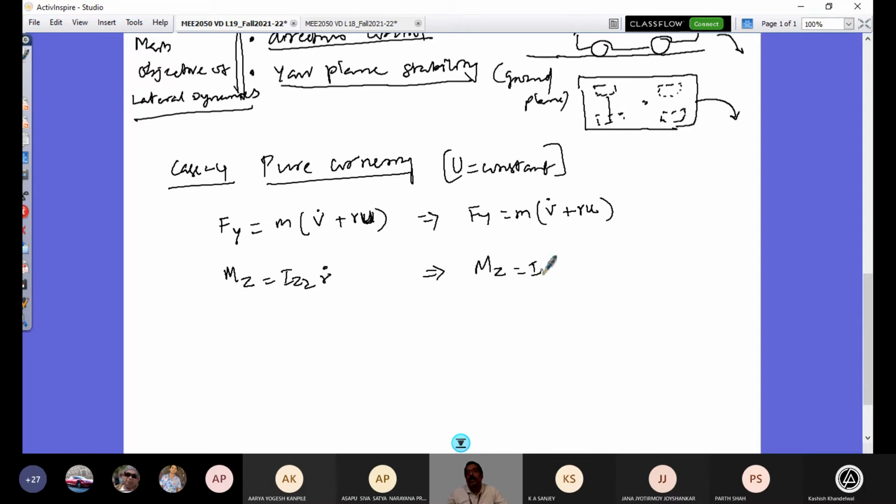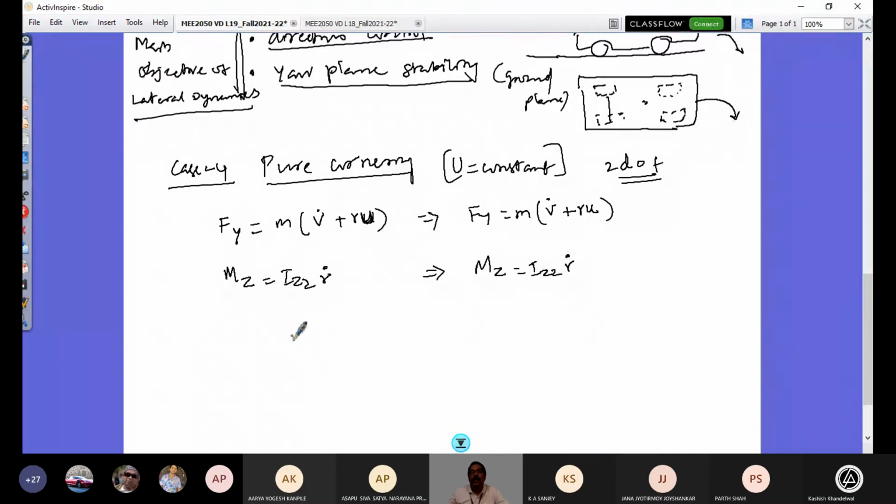So Iz is only one mass moment of inertia now, because I'm not worried about rotation of the vehicle about the x-axis and the y-axis. Only orientation change is important for me. So Iz into R dot, where R dot is yaw acceleration and R is yaw rate. So this equation is now a 2 degree of freedom equation.